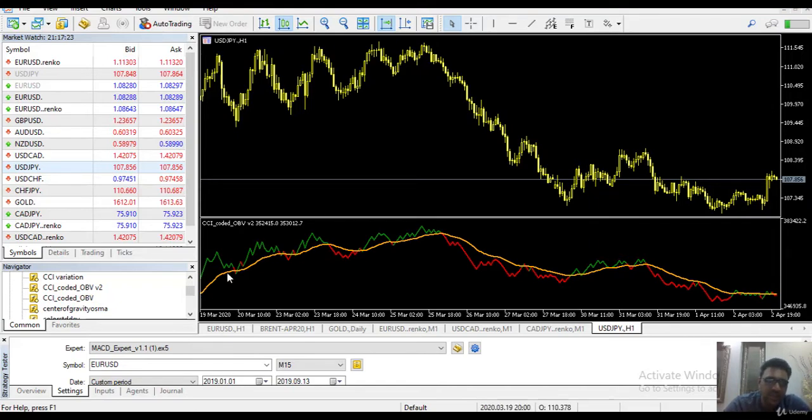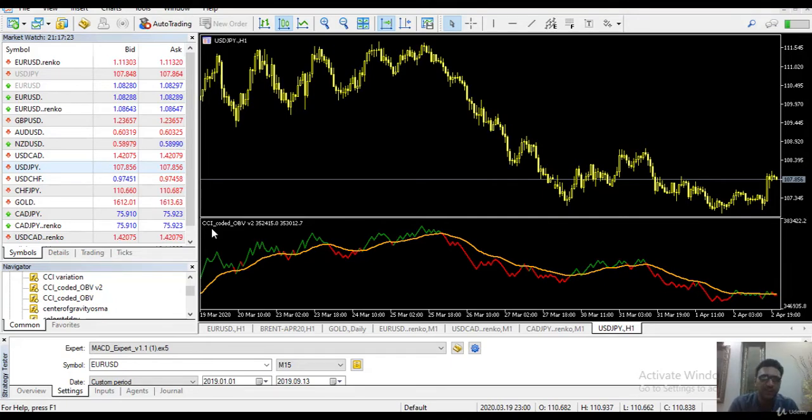This is called CCI coded OBV. OBV stands for on balance volume, and I have coded that with the CCI. CCI is a very famous indicator, the commodity channel index, and I have coded OBV along with CCI so that it can give us very early indications.